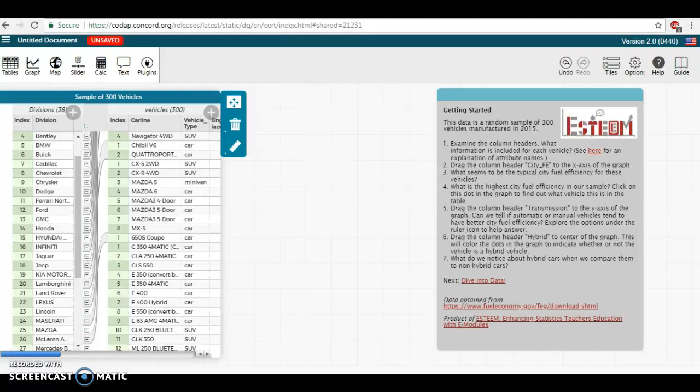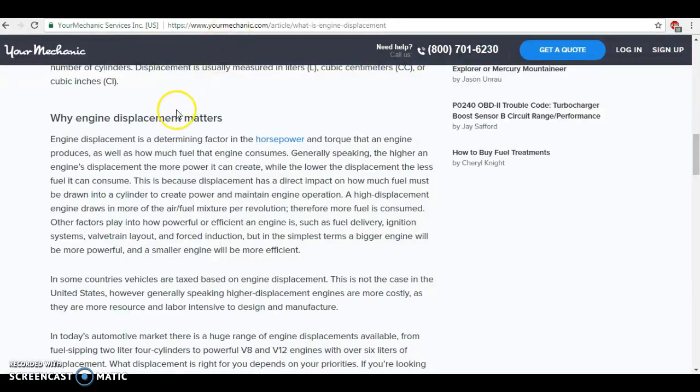We will be working in CODAP to investigate relationships between engine displacement and city miles per gallon. So first, what exactly is engine displacement? Engine displacement is a determining factor in the horsepower and torque that an engine produces, as well as how much fuel that engine consumes. Generally speaking, the higher an engine's displacement, the more power it can create, while the lower the displacement, the less fuel it can consume.